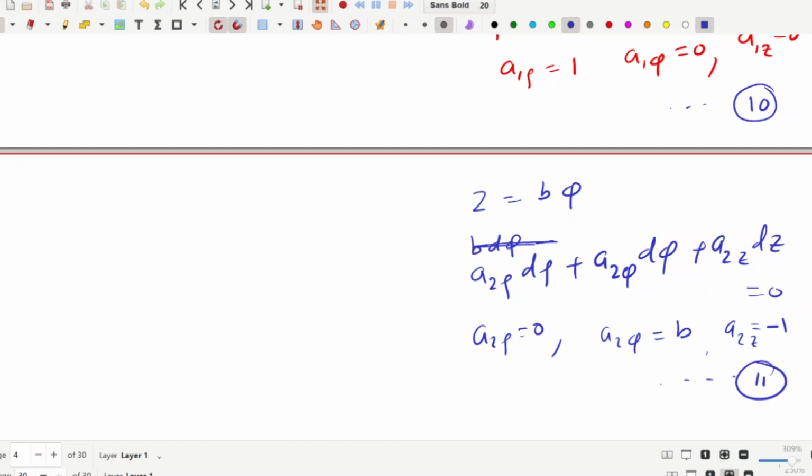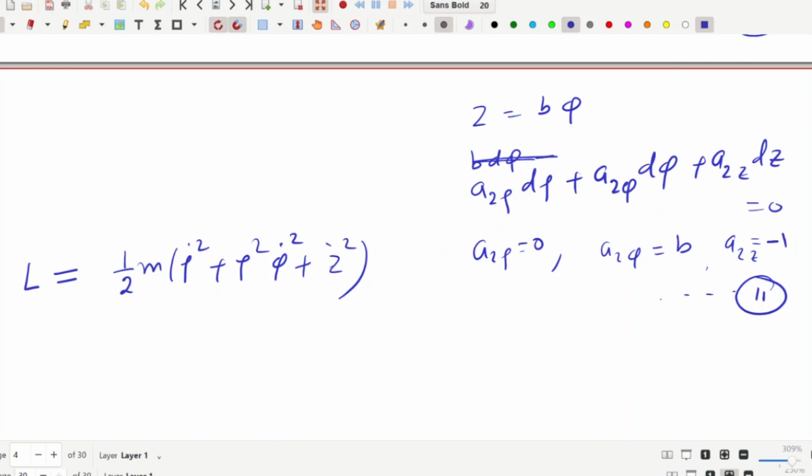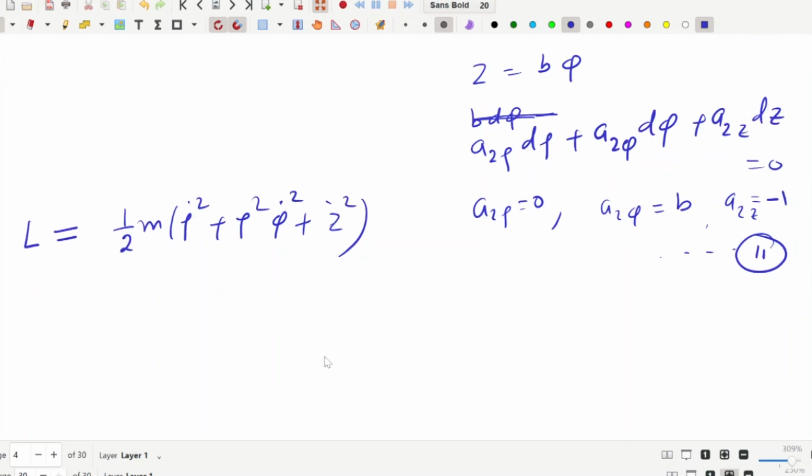What will be the Lagrangian? The Lagrangian will be L equal to, in cylindrical coordinates, half m times rho dot squared plus rho squared phi dot squared plus z dot squared. Now it is very straightforward to find the equation of motion. Because of lack of time I will probably stop here, but you can very easily use it, and maybe in the beginning of the next lecture I'll mention how to find these constraints, and then we'll move to the new topic.